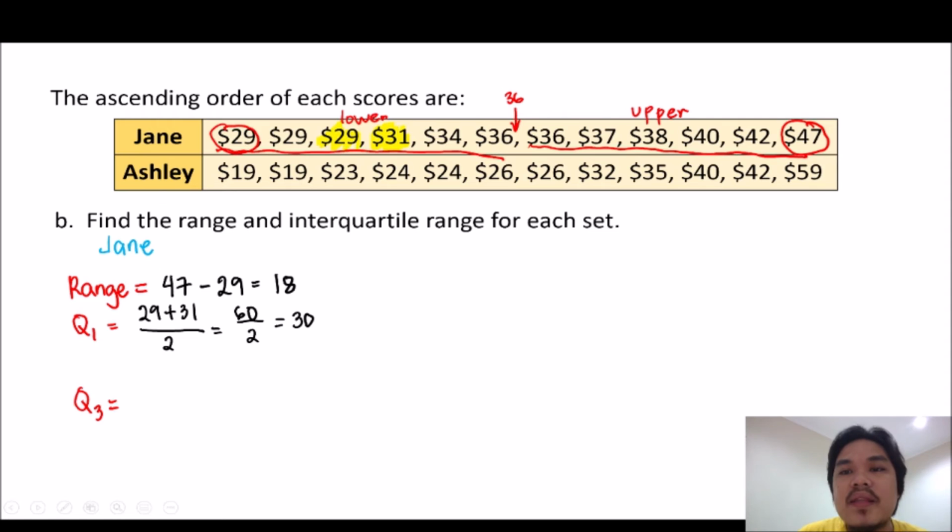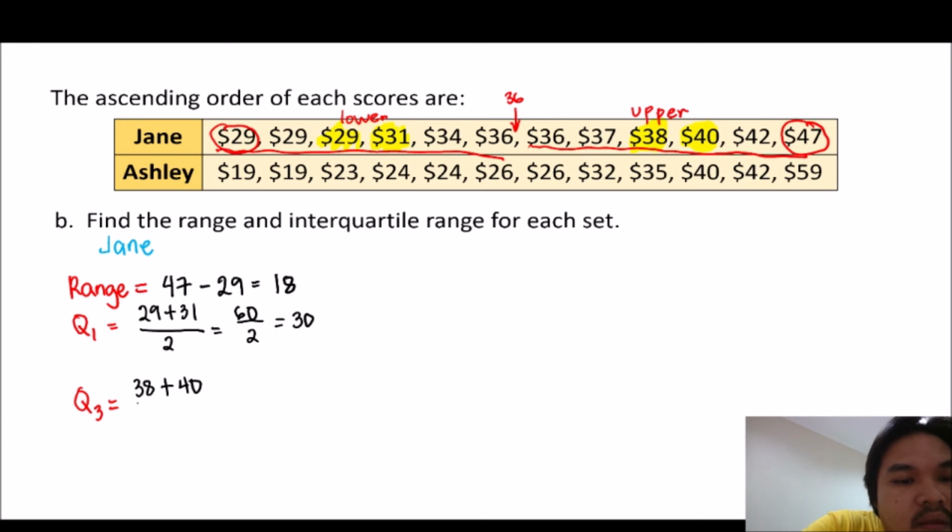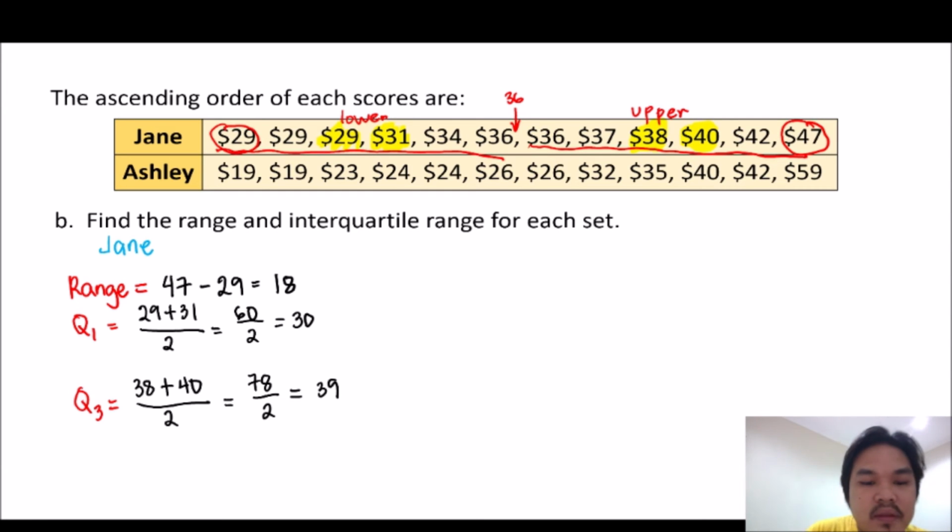For quartile 3, this is our upper half. So the middle values are 38 and 40. So to get the third quartile, we will get the average of 38 and 40. So 38 plus 40 divided by 2. So 38 plus 40 is 78 divided by 2. So that is 39. Okay, so our range is 18.